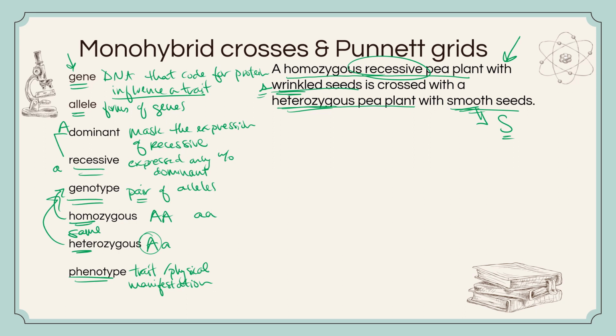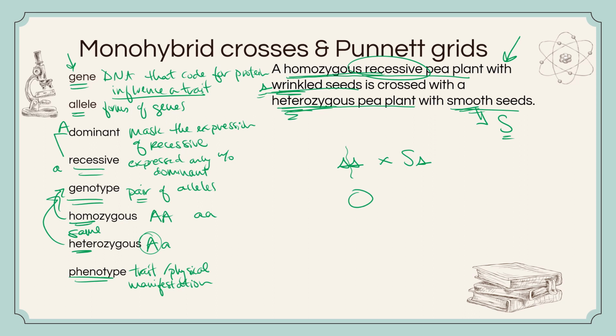My parent plants: we have homozygous recessive wrinkled seeds. That's going to be a lowercase s. Hetero, remember, means different, so the other parent is going to be capital S, lowercase s. During meiosis, those alleles get separated into different eggs and sperm.